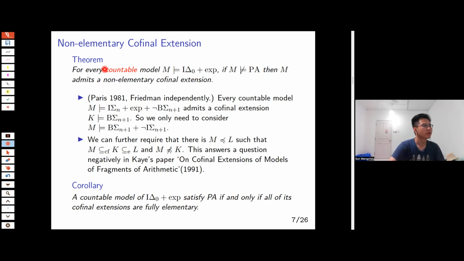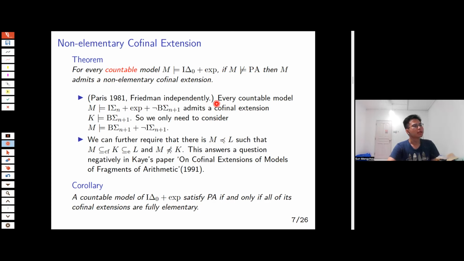Here's my first theorem, which says that if you start with a countable model and it fails to satisfy PA, then you always get a non-elementary cofinal extension. And in the future, I will show that actually the countable condition cannot be dropped. So there are two remarks.